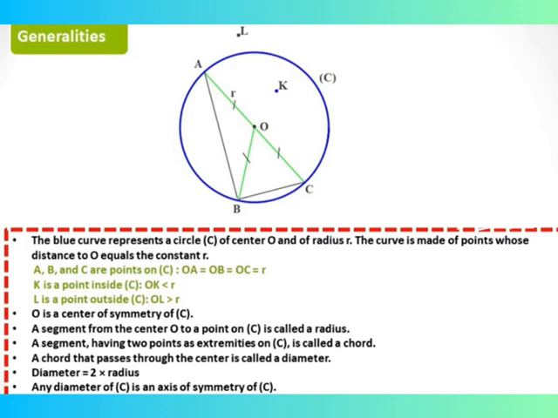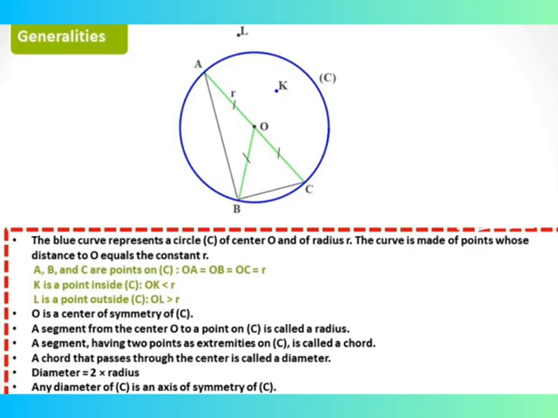and a segment from the center O to a point C is called a radius. And the segment having 2 points as extremities on C is called a chord. And the chord that passes through the center is called a diameter. We can call BC a chord and AC a chord also. But AC is the diameter of the circle C, since it is passing through the center O.